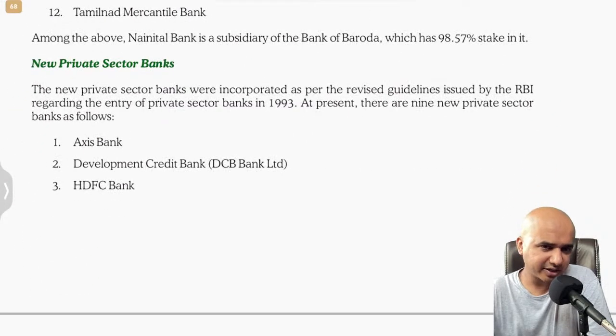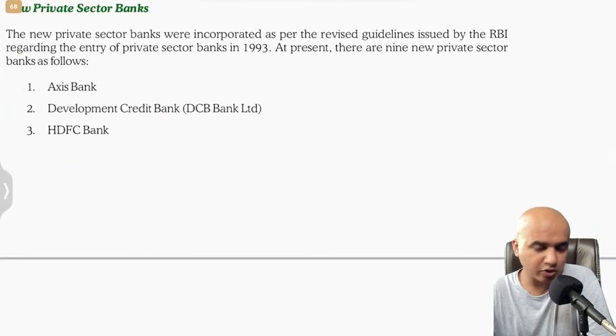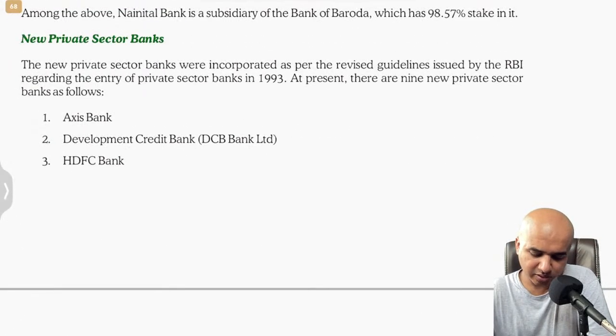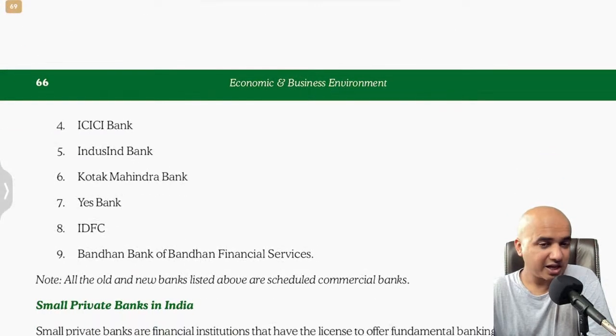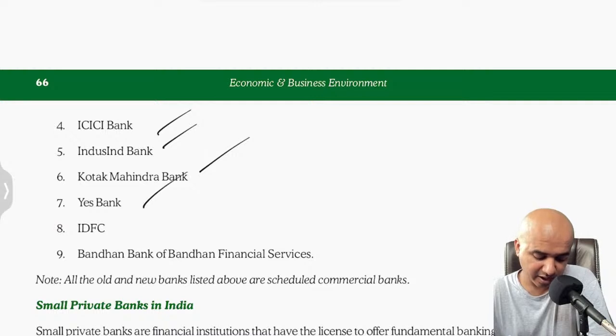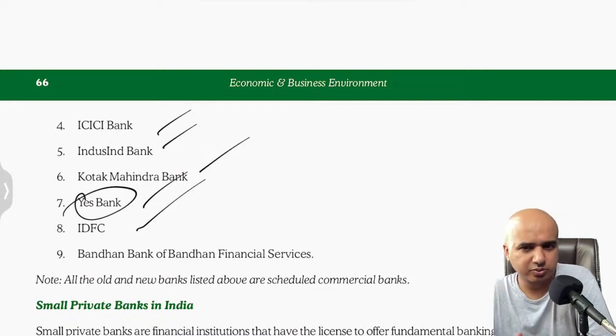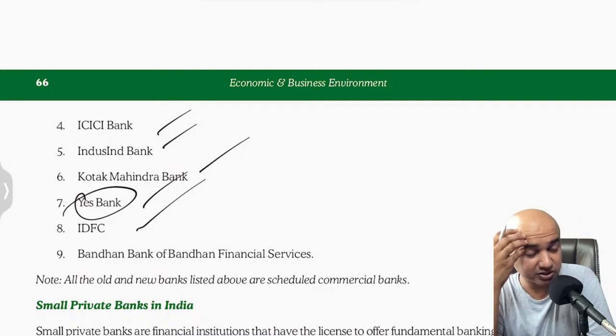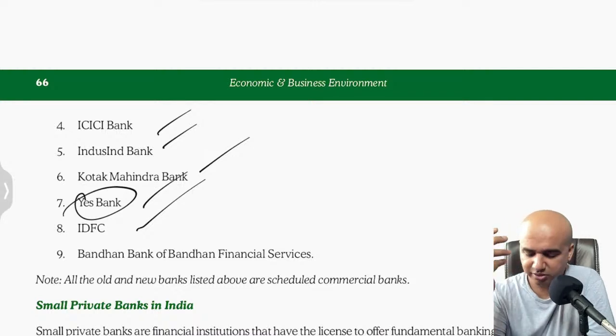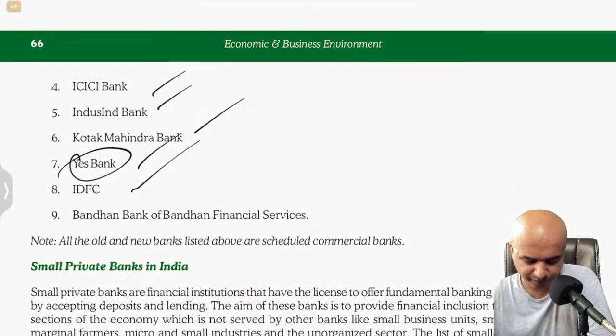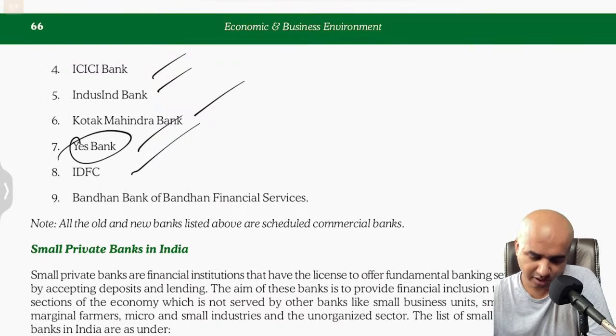Then we have new private sector banks. These are all old private sectors. The new age private sector banks being since 1993: Axis Bank, DCB, HDFC, a very popular bank of course, ICICI, again a very popular bank, IndusInd, Kotak Mahindra, Yes Bank, IDFC. Yes Bank again has been in some kind of turmoil since some time. The government of India had to pitch in to make sure that bank was recapitalized so that they would have sufficient funds to carry on their services.